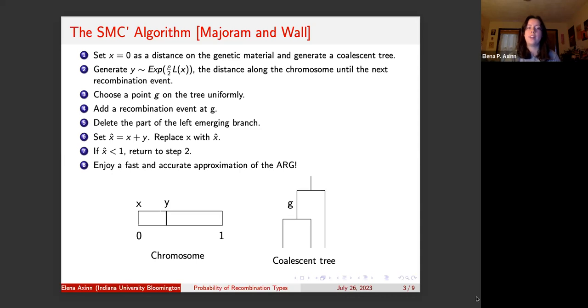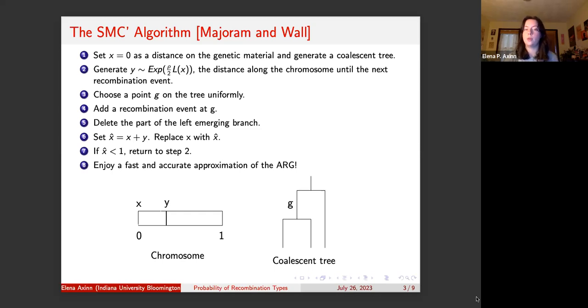So to add that recombination event, we're going to create a branching point. It'll be looking upward, and that means it will look like this instead of like this. And we will delete the left part of the emerging branch to maintain the tree structure. And then we will start the process over, looking back toward the chromosome by setting a new x to be the previous x plus y, so that we are sort of starting at the point we left off on at y. And then we will generate a new y with the same parameter.